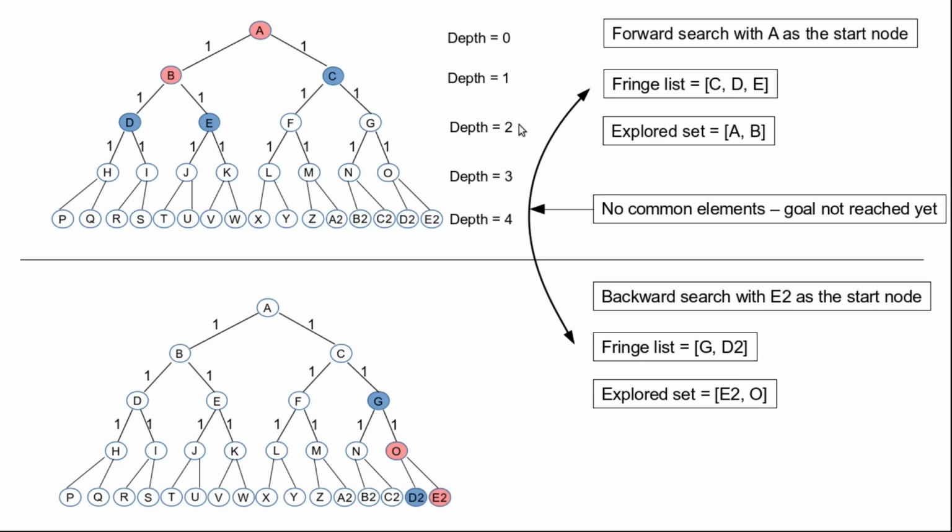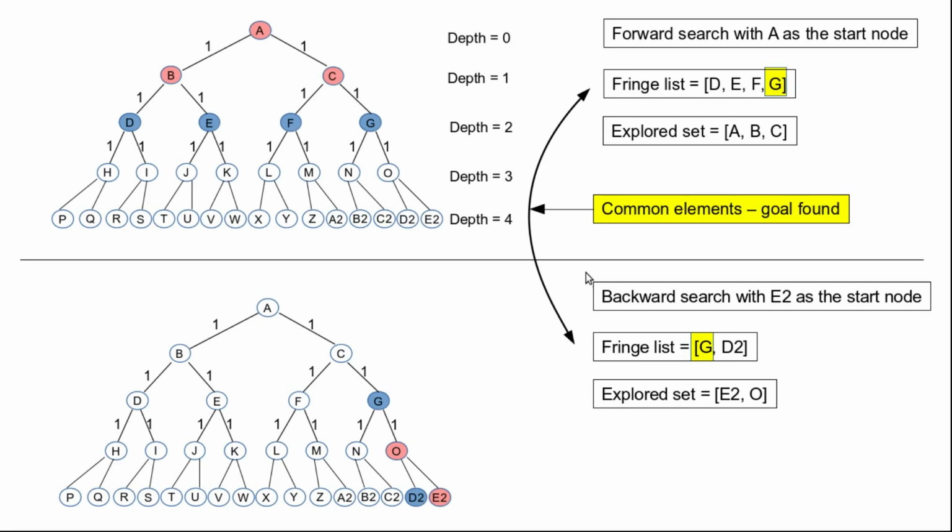And then we again perform the check between the two fringe lists. No common elements yet, so we continue, and this time let us perform the next step on the forward search. This will select node C for expansion next, and when we expand node C, it will generate two new nodes F and G, and those two new nodes F and G will be entered into the fringe list, whereas node C will be entered into the explored set.